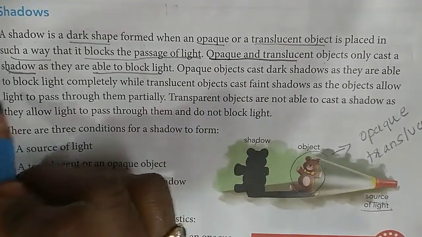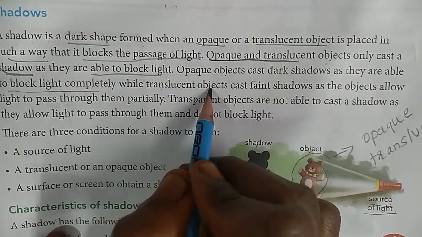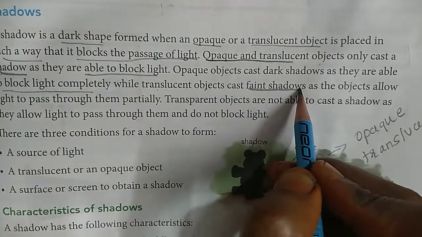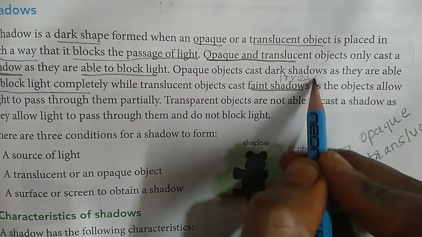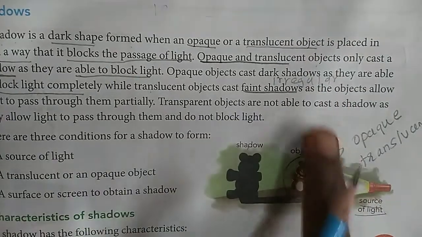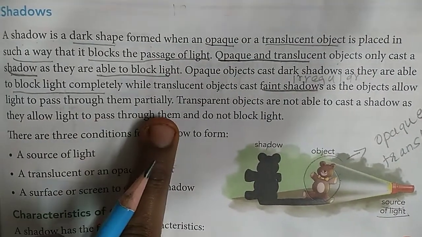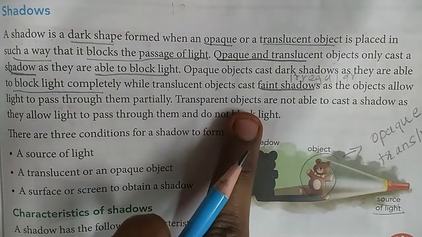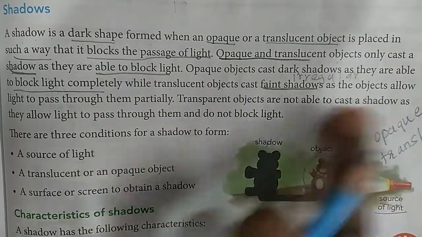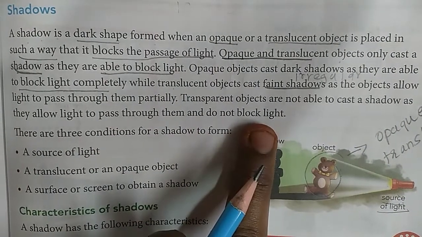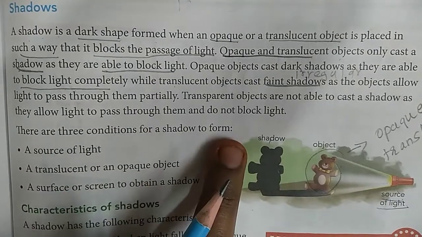Opaque objects completely block the light. But translucent objects can form faint shadows. Faint means what? The shape will be irregular, as the object allows a little light to pass through partially. And then transparent materials will not produce a shadow. Why? Because they do not block the light. They allow all the light to pass through them.